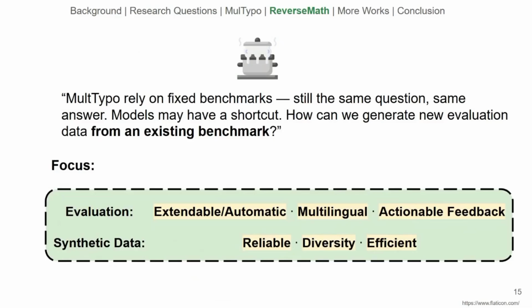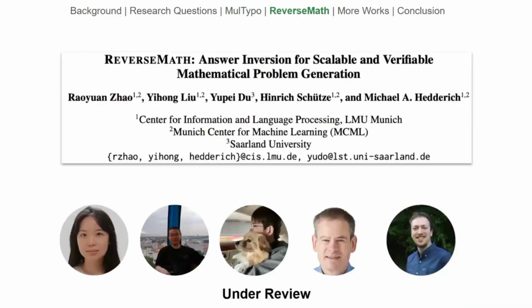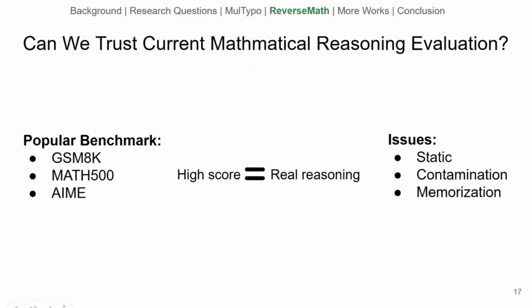In this project, we focus on this research question. We introduce ReverseMath, answer inversion for scalable and verifiable mathematical problem generation. Mathematical reasoning is a very popular topic in NLP communities nowadays. Here are 3 very popular benchmarks: GSM8K, MATH 500, and AIME, which are very difficult mathematical benchmarks.